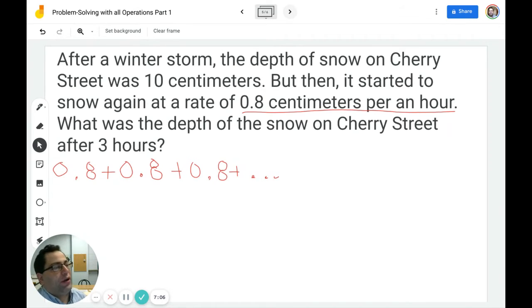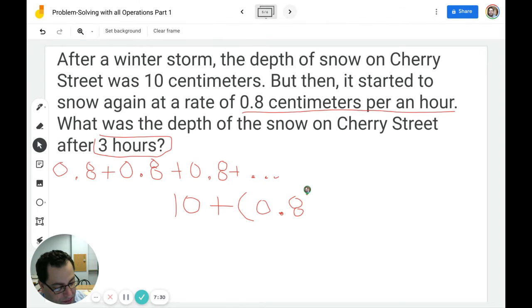The other operation that's going on here is we're starting with 10 and we're adding the additional snow on. So they want to know, okay, well, what's my depth after 3 hours? So I'm going to start with my 10 and I'm going to add 0.8 times 3 hours. Well, to do 0.8 times 3, I just do 8 times 3. So I have 10 plus 24, right?